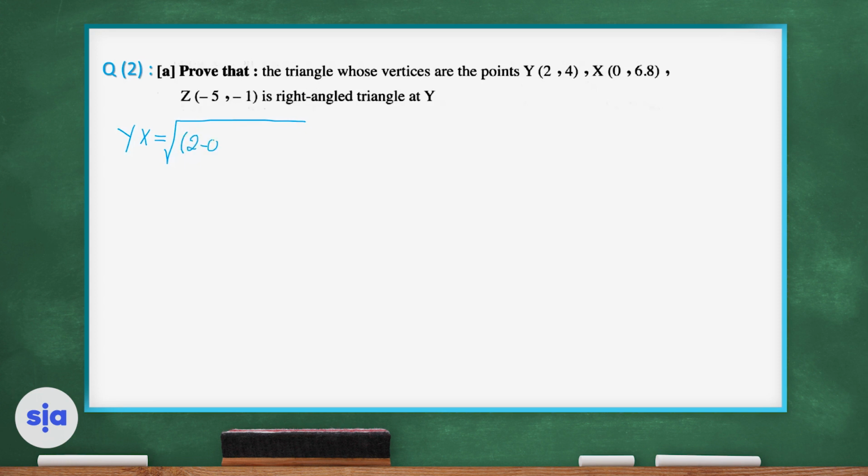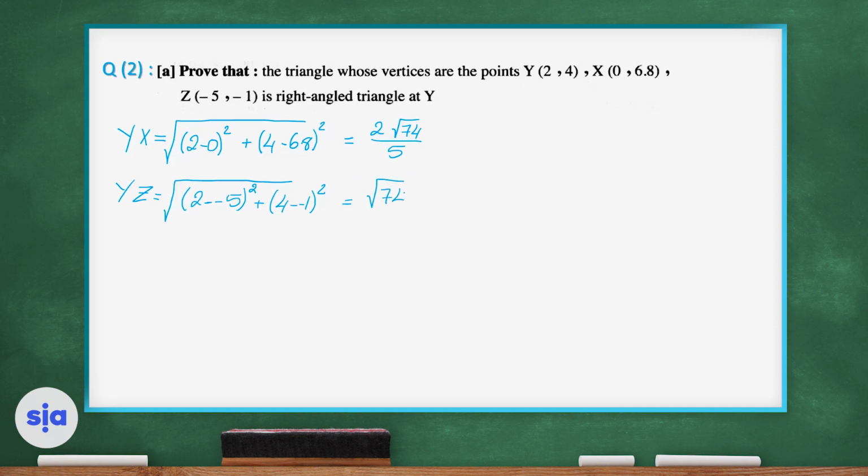So it's 2 minus 0, all squared, plus 4 minus 6.8, all squared. The length of YX is 2 square root of 74 over 5. Let's now find the length of YZ the same way. You will see that YZ equals the square root of (2 minus negative 5) all squared plus (4 minus negative 1) all squared. Then the length of YZ is equal to square root of 74.